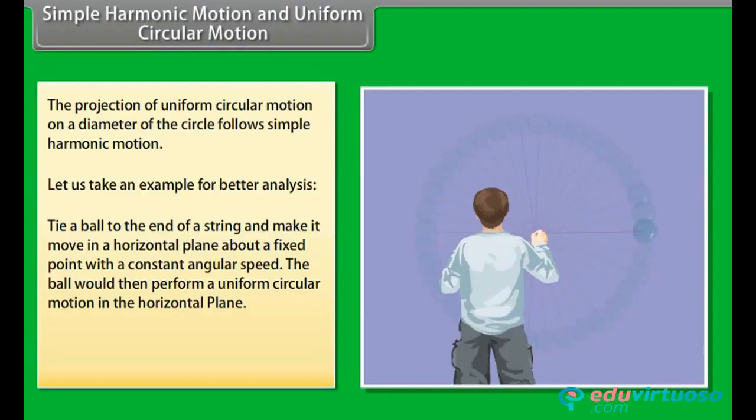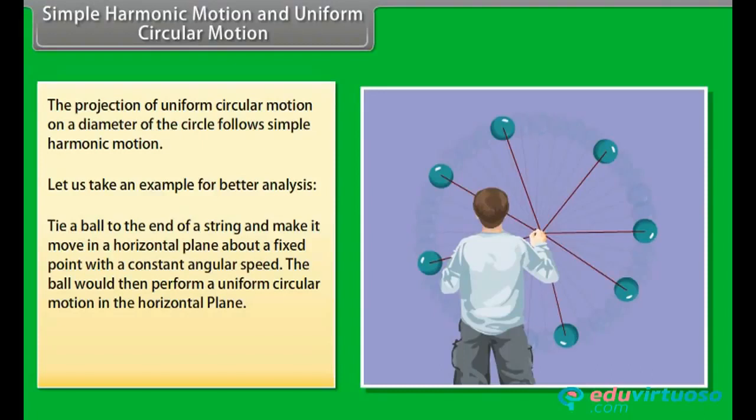The ball would then perform a uniform circular motion in the horizontal plane. Observe the ball sideways or from the front. Fixing your attention in the plane of motion, the ball will appear to execute to and fro motion along a horizontal line with the point of rotation as the midpoint.